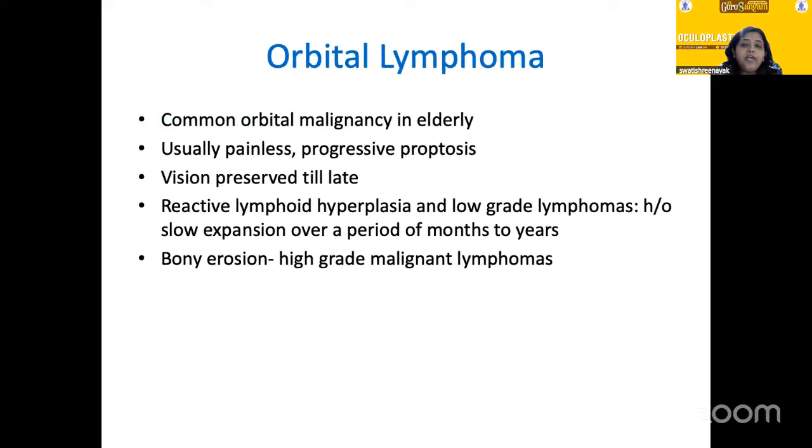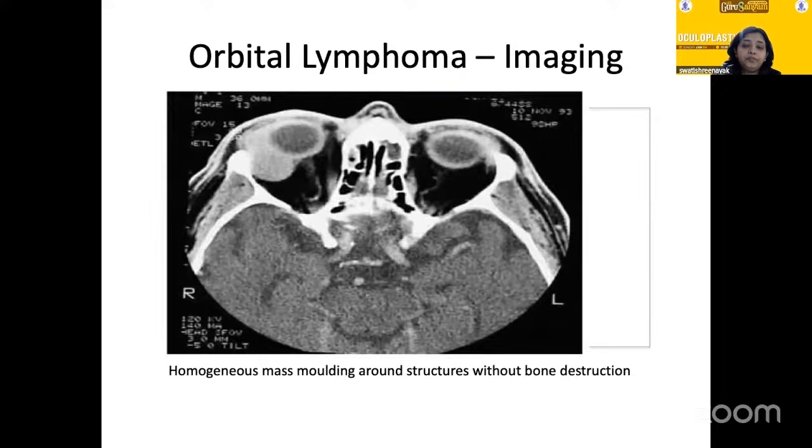Then coming to the tumors of lymphoid origin, we have orbital lymphoma. It is a very common orbital malignancy in the elderly. It is usually painless and causes painless progressive proptosis. Vision is preserved till late. The reactive lymphoid hyperplasia and slow growth lymphomas grow with slow expansion over a period of months to years. But if it is a high-grade malignant lymphoma, then we have bony erosion.